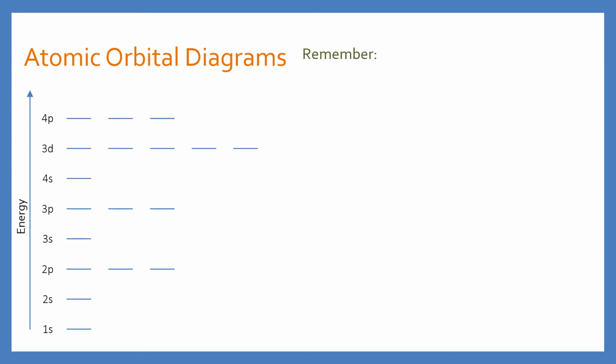So as we are filling up our atomic orbital diagrams, there are a couple principles that you need to remember. First is the Aufbau principle, which is that lowest energy orbitals are filled first. So let's think about an atom, let's say carbon. We're going to hear a lot about carbon.